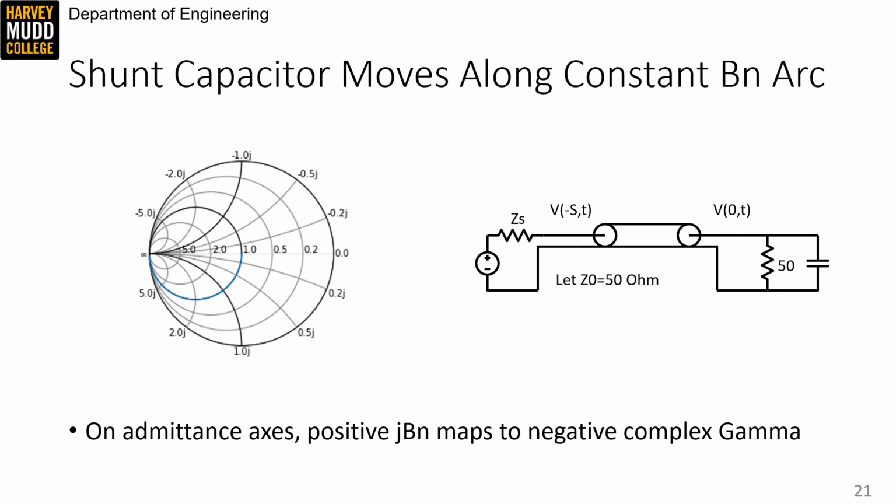One oddity of the admittance axes is that positive jBn on the y-plane maps to circles on the negative imaginary gamma half-plane. So this curve moves across positive jBn coordinates, which are on the bottom of the Smith chart. That's a little weird to remember, but there's a convenient mnemonic. The bottom half of the Smith chart is for capacitors, either in shunt or series, and the top half is for inductors, which are either in shunt or series.